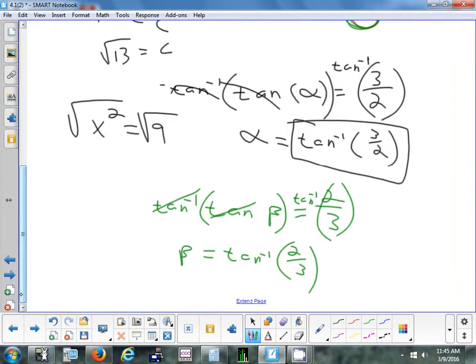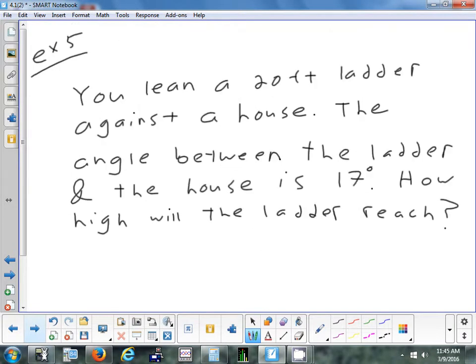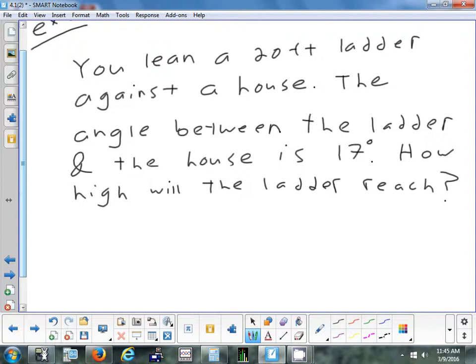All right, so the last one we'll look at, that's another side-side. I don't think we need to go through it. It's a word problem. And keep in mind, once we make a sketch here, you're not going to have to find every side and every angle. This word problem is asking for one thing. You're going to lean a ladder against a house. The ladder is 20 feet long. The angle between the ladder and the house is 17 degrees. If you lean the ladder at that angle, I want to know how high the top of the ladder will reach.